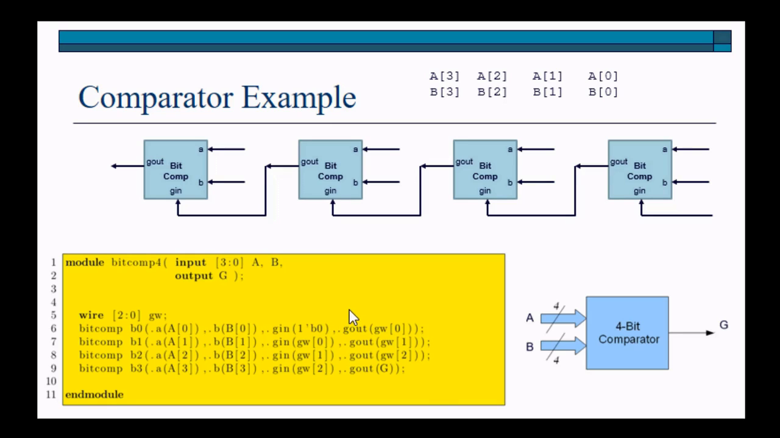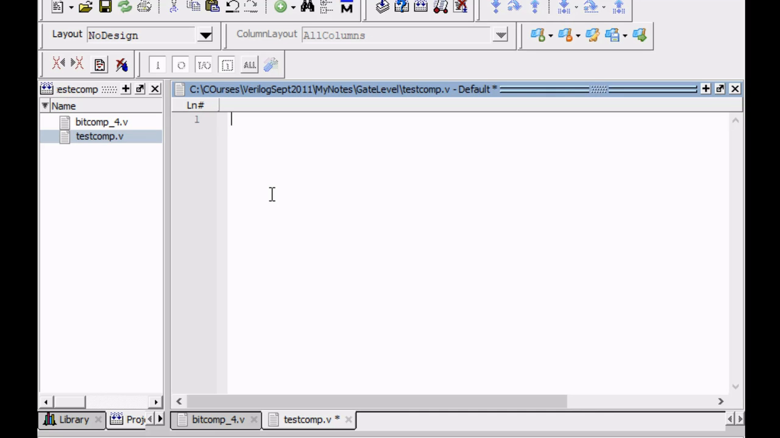Now that we've completed our design, the last step is to test our 4-bit comparator. To do this, we need to create a test bench. So let's see the steps in doing this. We start off with the keyword module and then a name for this module. Let's call it test-bit-comp4. Because this is our top level test bench, we don't have any connections, and we always conclude with an end module.